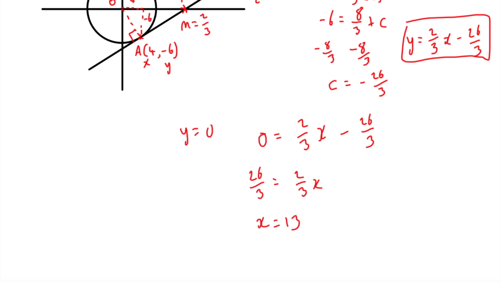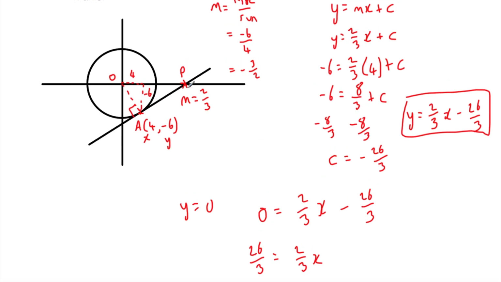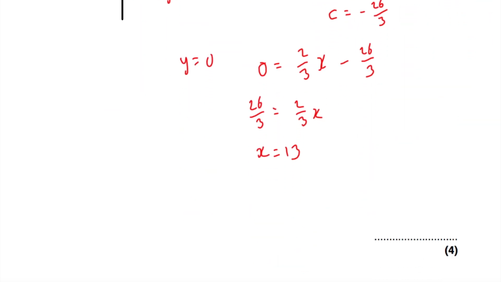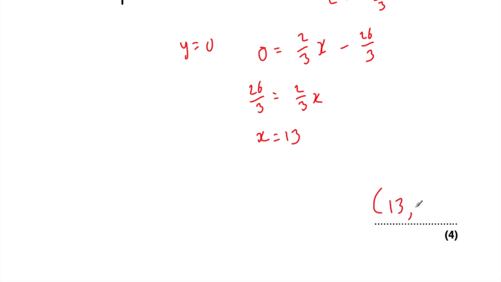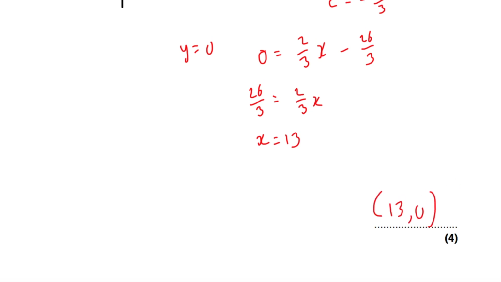And that's it. So x is equal to 13. So the coordinates of this point will be (13, 0), because it's 13 along and 0 up, as it's obviously on the x-axis. So that's the coordinates of the point where that tangent crosses the x-axis, (13, 0).